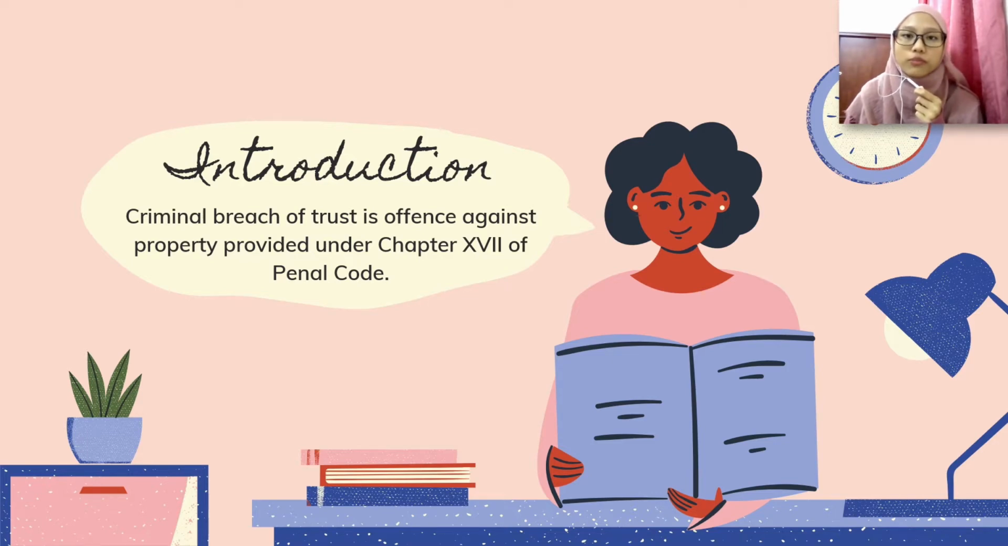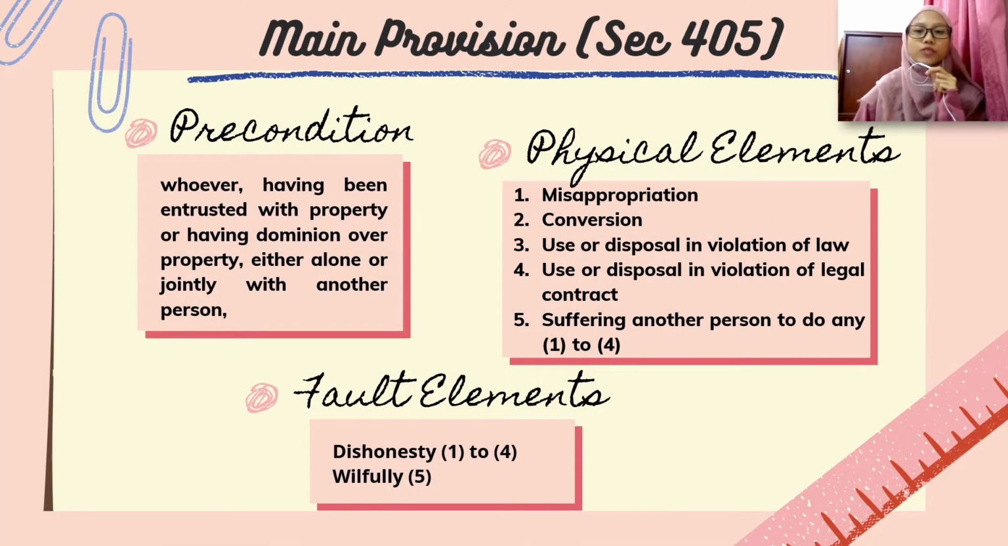So let's move on to the main provision of CBT. The provision in Section 405 has laid down the circumstances which can amount to CBT. We have divided this into three parts. The first is the precondition, the second is the physical elements, and the third is the fault element. For the precondition, it mentions that whoever having been entrusted with property or having dominion over the said property, either alone or jointly, can be charged under this offence if he fulfills the physical elements and also fault elements of this provision.